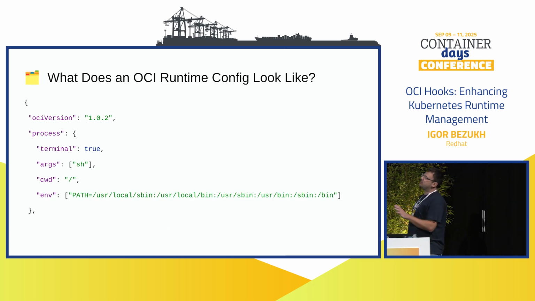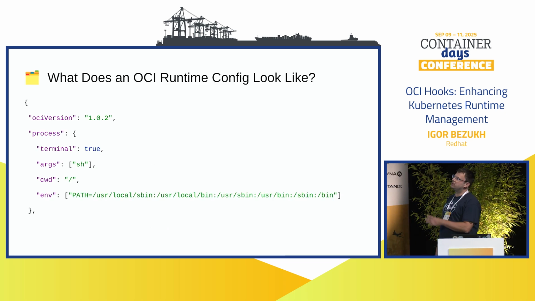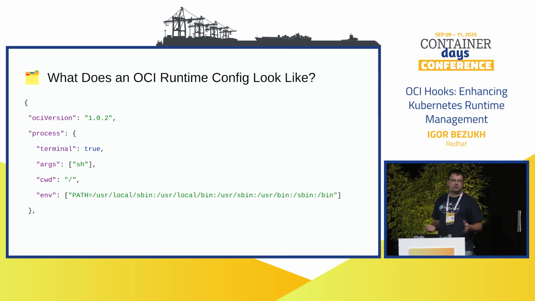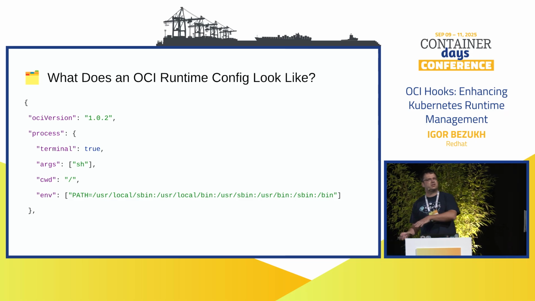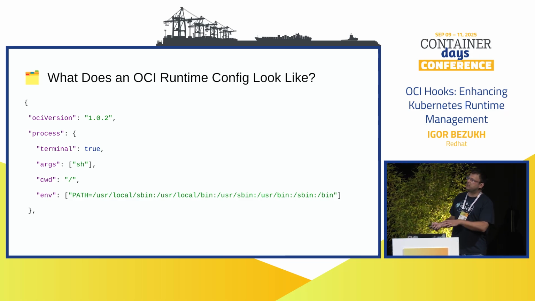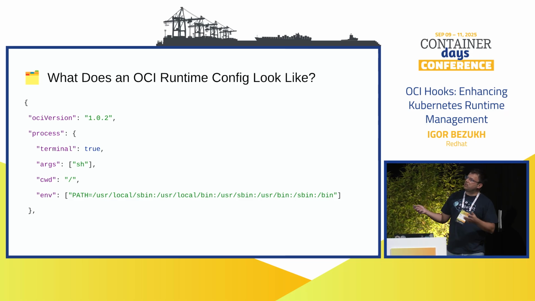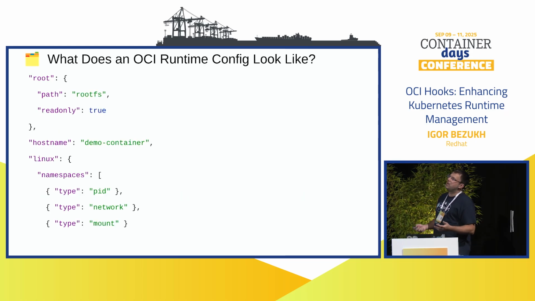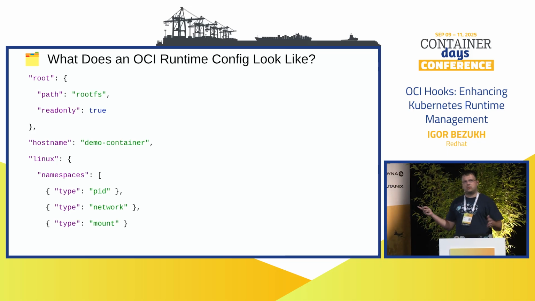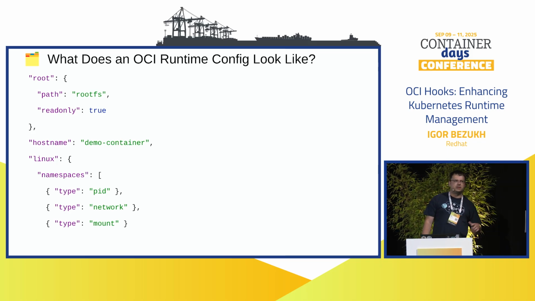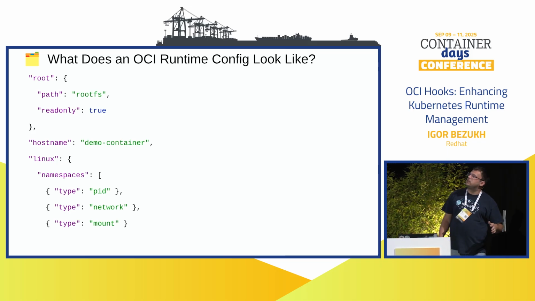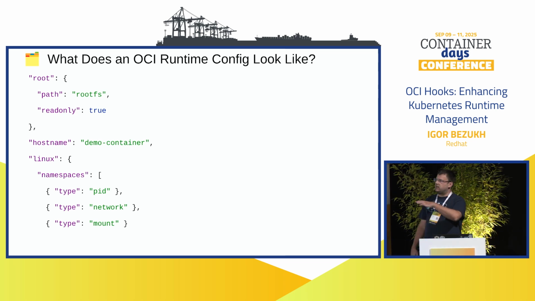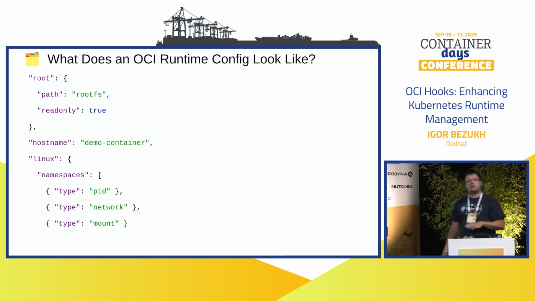So what does this OCI runtime specification or config look like? Simply speaking, it's a declarative way of how you would like to run your application inside the container, inside the host. You can provide the executable, the environment variables your executable may need, and the path to the root file system where your application and all the dependencies reside. And also you can declaratively say which resources and restrictions you would like to apply for your application.